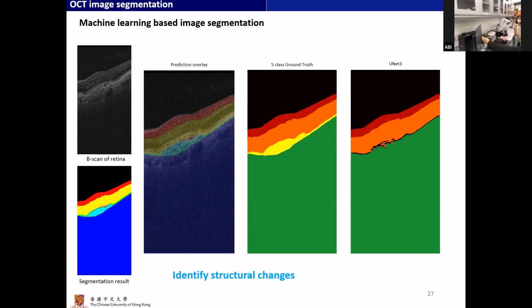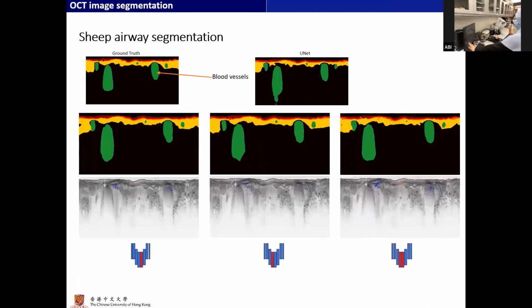Traditionally, these would be read by doctors. Doctors would look at many of these themselves. So this one is going to be automatic, and it gives a higher precision. Similarly, we have the sheep airway segmentation here, as shown on the B scan, and then we can identify these different layers as well as the green part, which is the blood vessels.